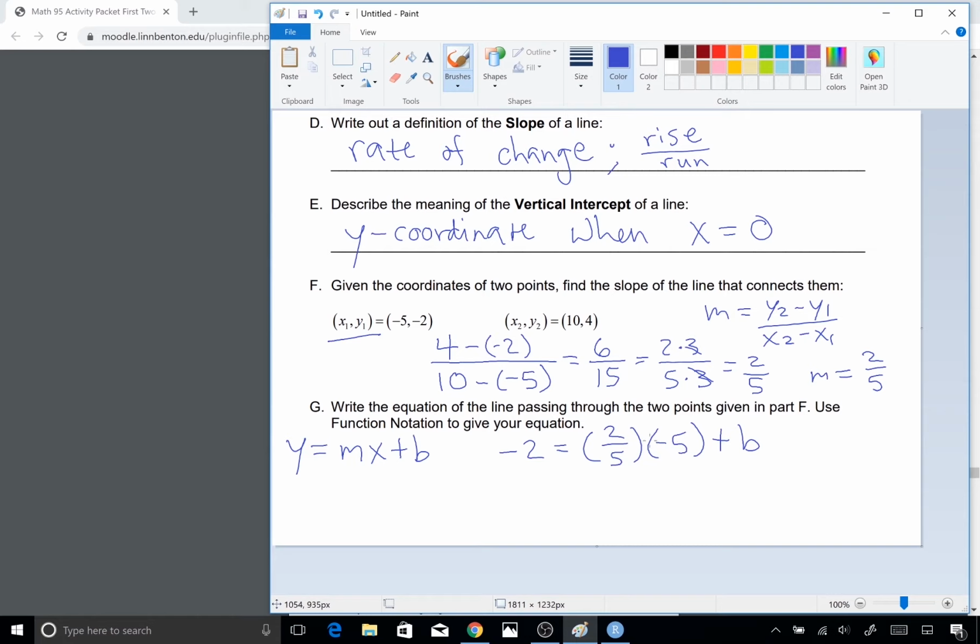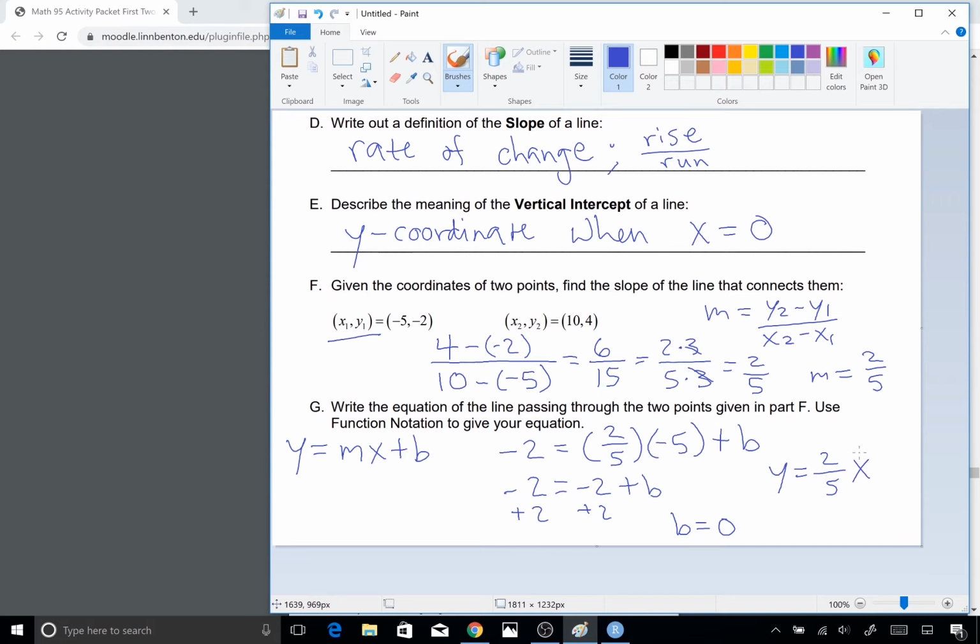Now negative 5 times 2/5 is negative 10 divided by 5, you've got negative 2. So we have negative 2 equals negative 2 plus b. Add 2 to both sides. That tells us that b equals 0. So the equation of the line will be y equals 2/5 x.